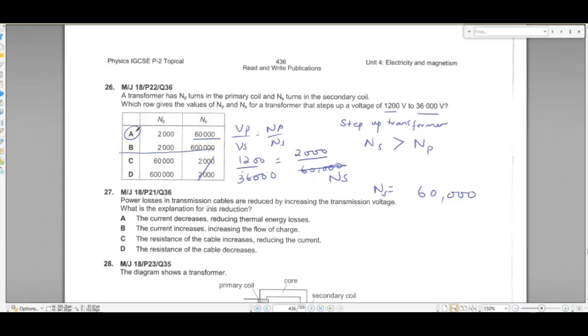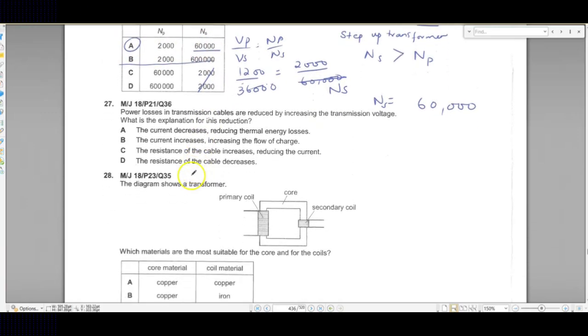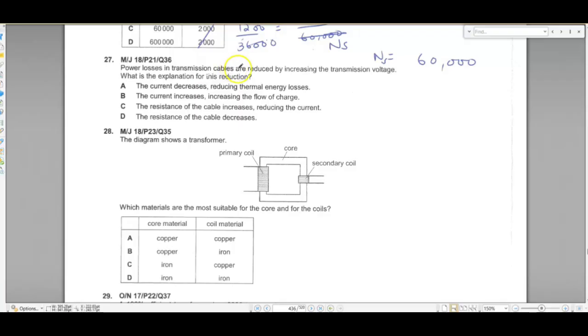Okay, question number 27. Power losses in transmission cables are reduced by increasing transmission voltage. What is the explanation for this reduction? The explanation for this reduction is that voltage is inversely proportional to current, so that reduces the power losses. So the current decreases, reducing thermal energy losses. This is exactly correct. The current increases, increasing the flow of charge. No, this is not correct.